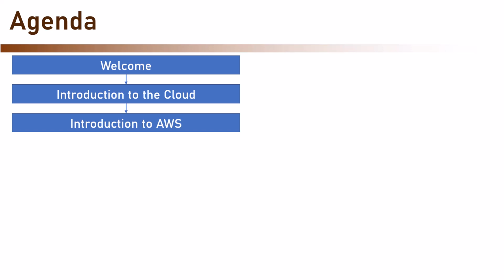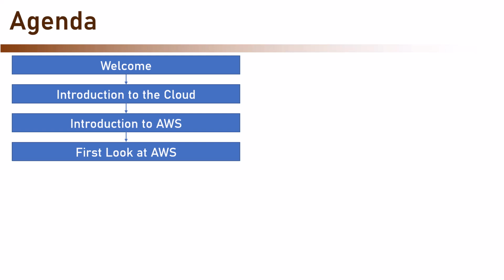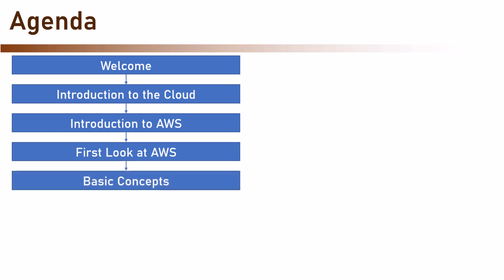We will learn a little bit about its history and its unique features. Then we will have our first look at AWS. In this section, we will actually do some hands-on work with AWS and learn about the management console, which is where we will do most of the work. Next, we will learn some basic concepts in AWS, which we will use along the course.